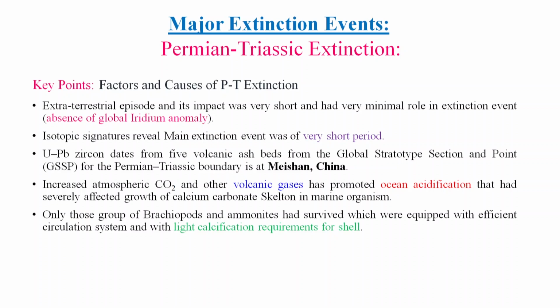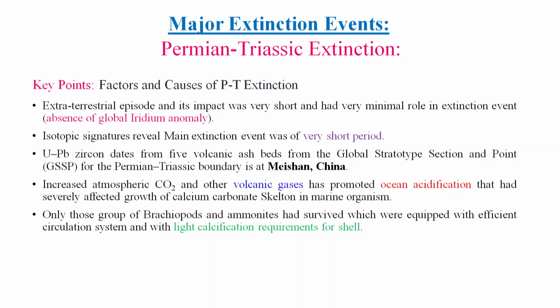Only those groups of brachiopods and ammonites survived which were equipped with an efficient circulation system and with light calcite requirement to prepare their shell. So, only a group of brachiopods and ammonites survived during this mass extinction event. The rest of the biodiversity was eradicated from the face of the earth. So, now what we get? We only get the fossil remains of this kind of widespread biodiversity at that time.